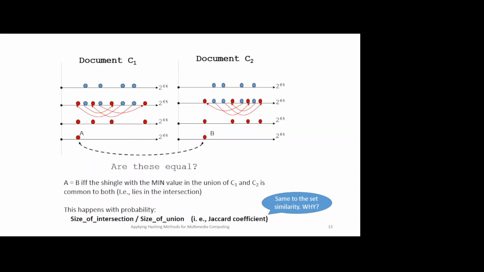Let me say again, the general idea you should take away today is that the probability that min hash A and min hash B are the same is equal to the similarity between document 1 and document 2, computed by using the Jaccard similarity.